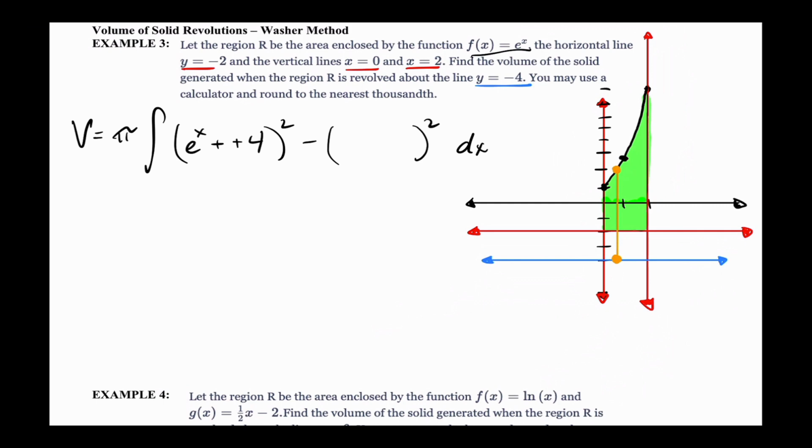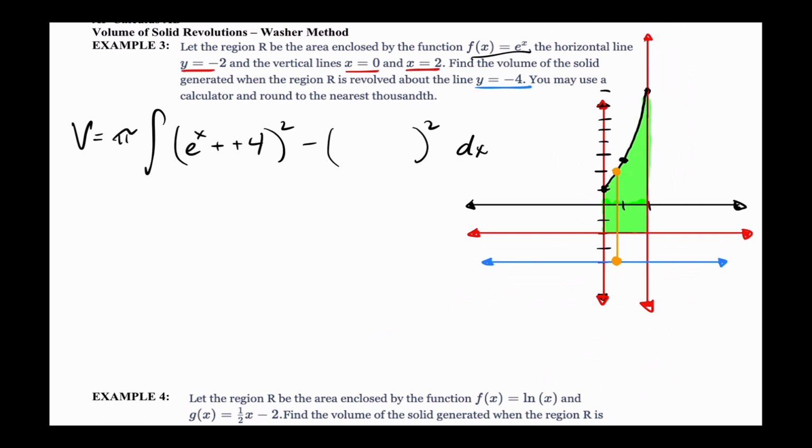Okay. Little r starts in the same spot, but goes up until it hits green. Once it hits green, it can't go any further. The top there is going to be -2, minus -4.